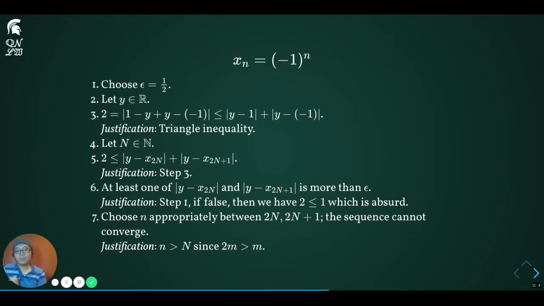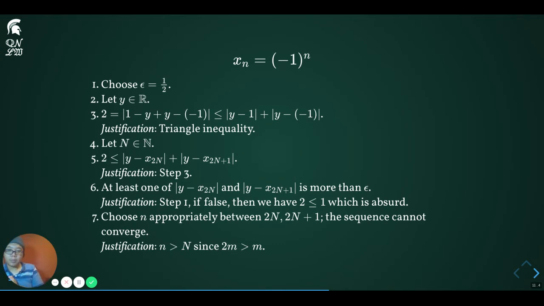To give an example, consider the sequence alternating between -1 and 1. Let's choose epsilon to be 1/2. Remember, we are working using the idea that we will choose a universal epsilon that works for all y. The 1/2 is chosen because it is less than half the distance separating the two clusters. In our example, the two clusters are centered around 1 and -1, so any epsilon less than 1 would do.